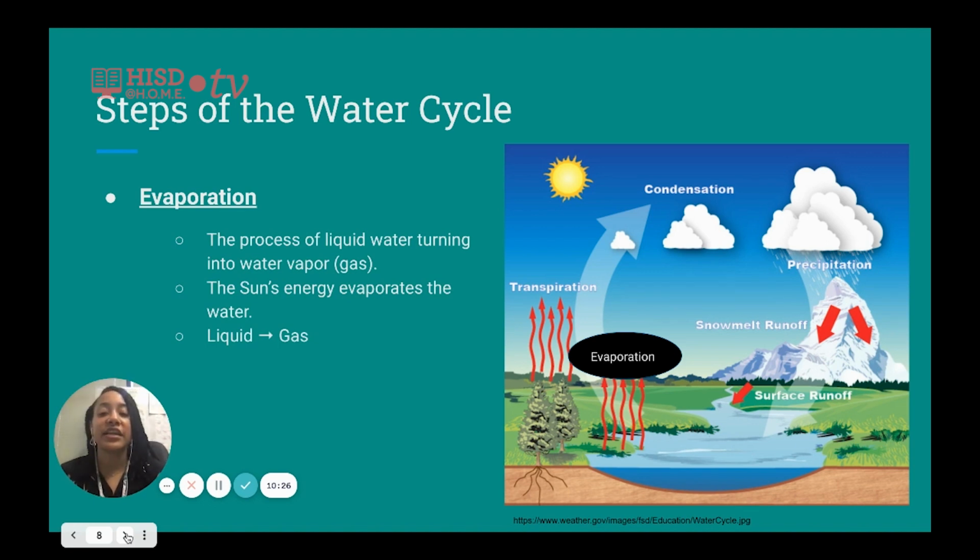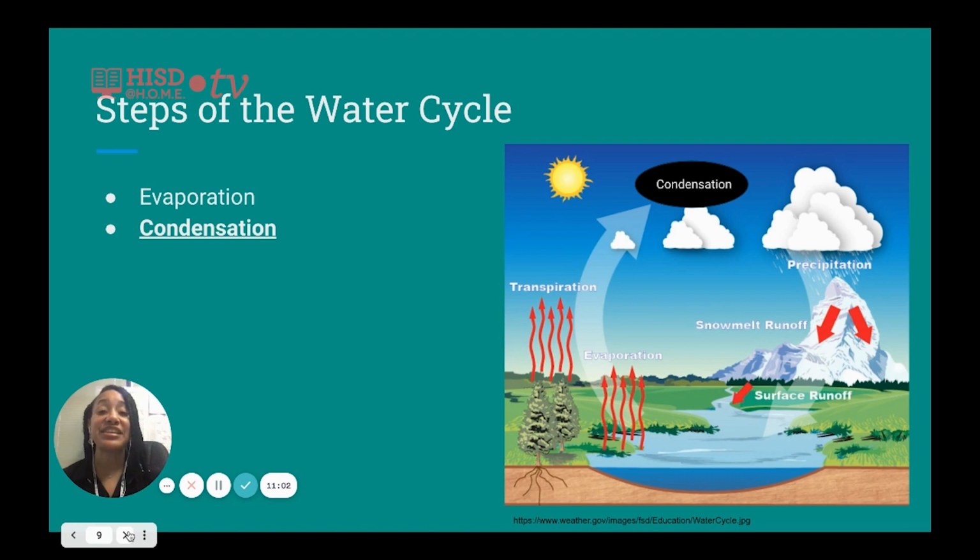Evaporation is the process of liquid water turning into water vapor. Water vapor is just a fancy word for a gas. The sun's energy evaporates the water, and during this stage, liquid is turned into a gas. Remember, one of the unique features of water is that it can go through all phases, and that's what we'll see during this water cycle. During the evaporation stage, liquid water is changed into a gas.